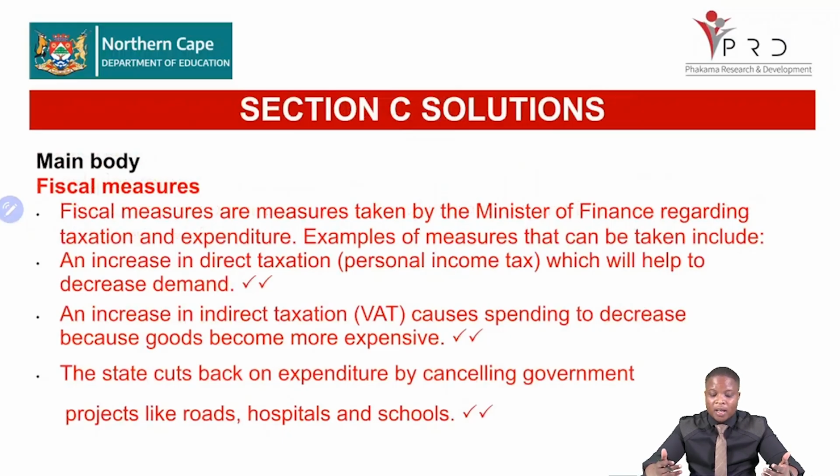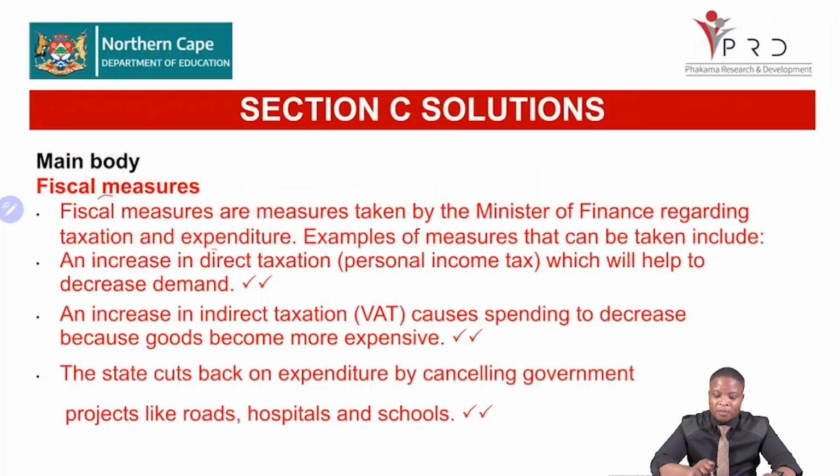How can we solve the problem of inflation? We can use fiscal measures. So fiscal measures, we have 2 instruments: government expenditure and taxation. So we are going to use what? Restrictive fiscal measures. Fiscal measures are taken by the Minister of Finance regarding taxation and government expenditure.